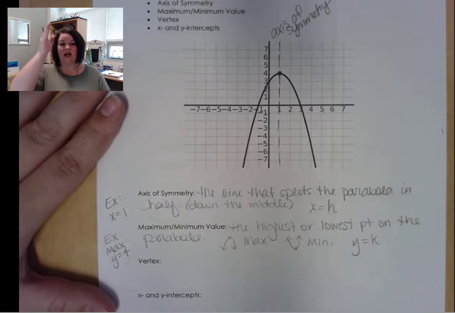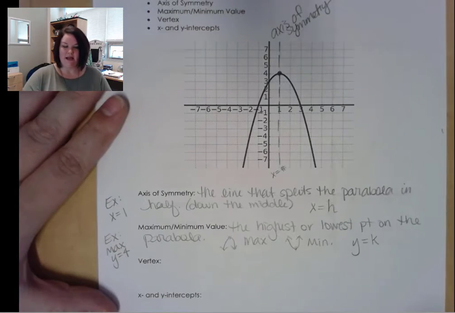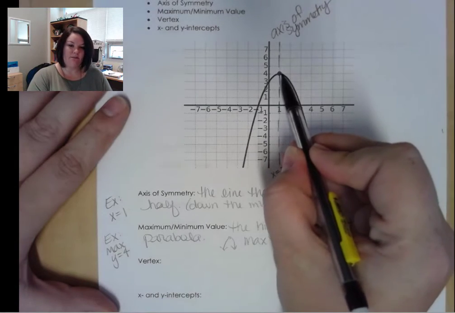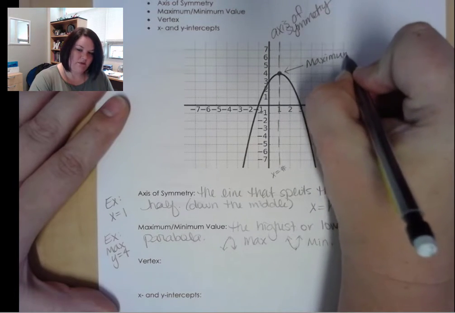So we've talked about the line that splits it down the middle, which is always going to be x equals some number, and we talked about that highest point, which is our maximum value.